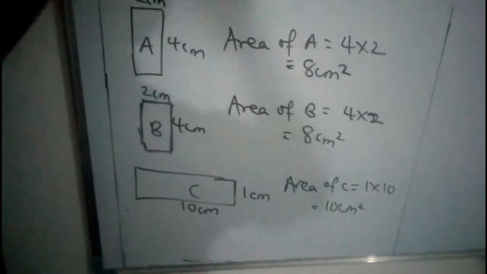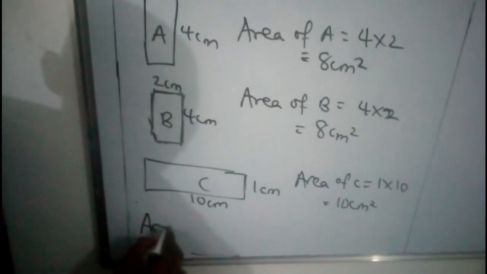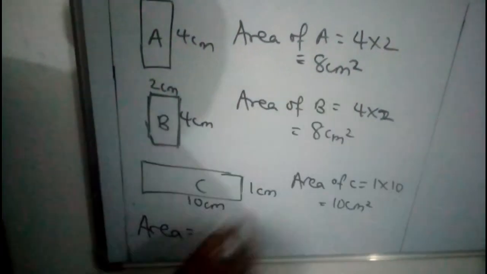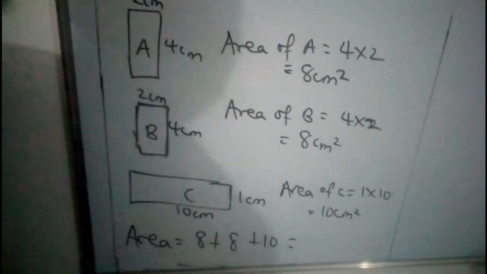Since we have found the area of individual regular shapes, all we need to do now is add them together, and that will give us the area of this irregular shape. So area becomes what? First one is 8 plus 8, second one, then plus 10. And that gives you what?